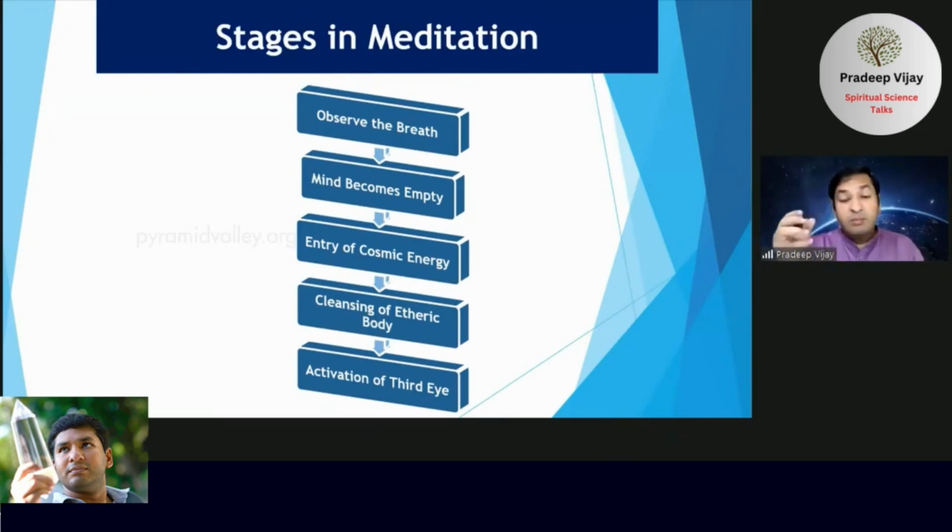And when the mind becomes empty, automatically you receive cosmic energy. You see, everything is an automatic process. The only thing you need to do first is observe the breath. Even that observing becomes witnessing very naturally. So automatically your mind becomes empty, and when the mind is empty, you receive more and more cosmic energy. It is directly proportional. The more your mind is empty, the more you receive cosmic energy.